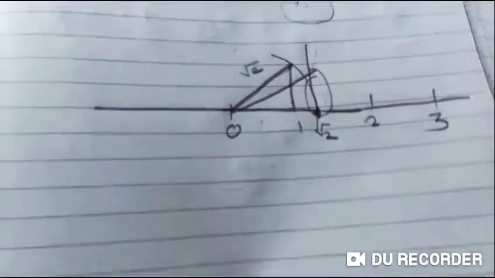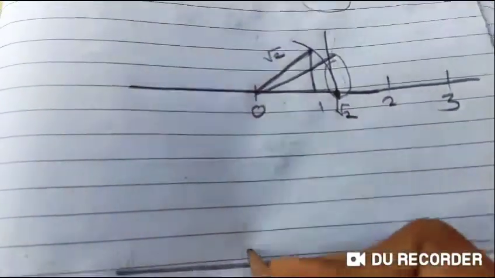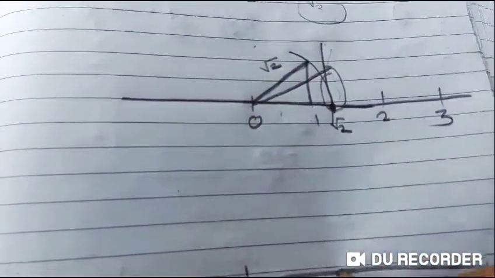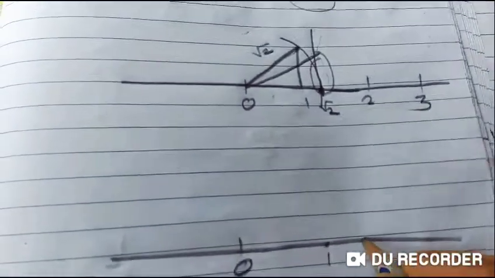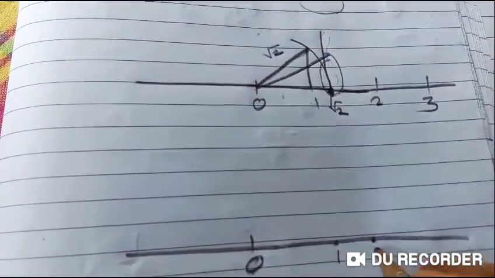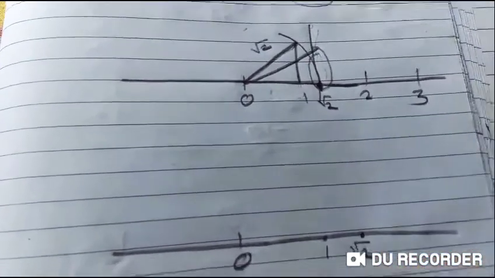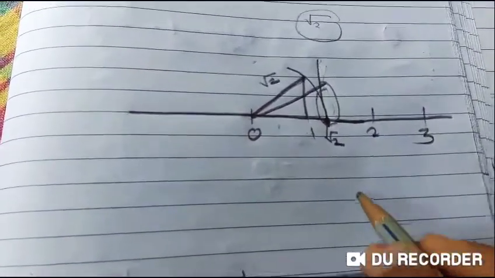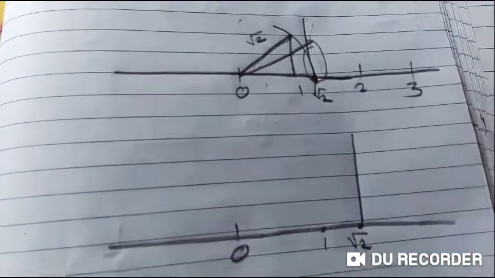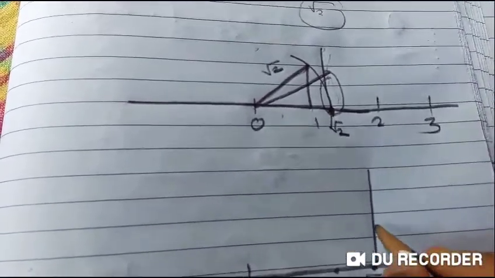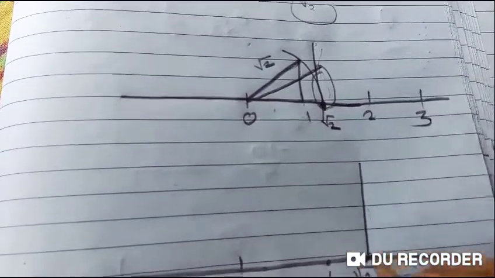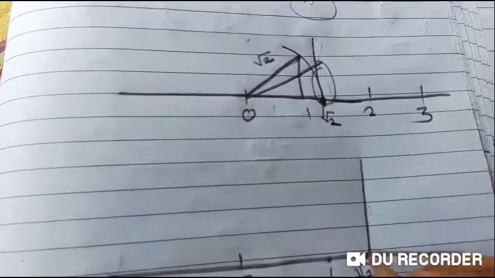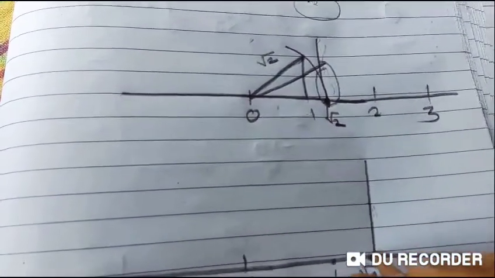Now check out here, I am drawing it again. 0, 1. You got root 2 over here. You have to draw a perpendicular. You know you have to keep this distance as 1 centimeter. This distance you should not change, you should keep this as 1 centimeter only.